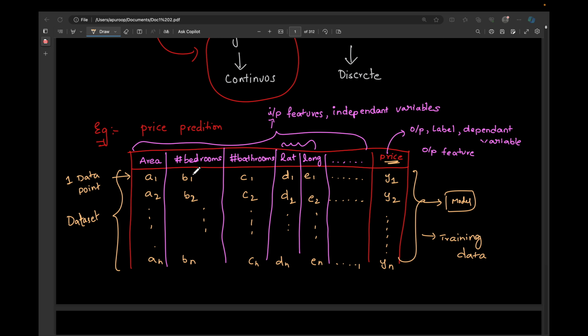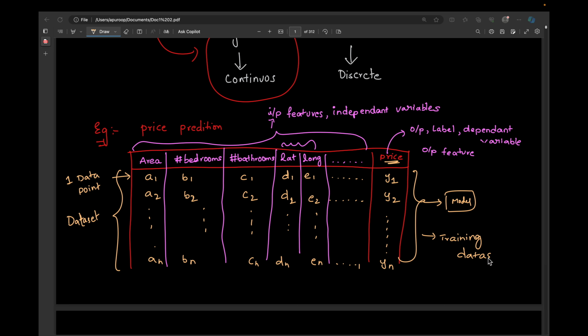And also, we'll be having data like this initially. That whole thing, we'll be storing in some CSV files. So that whole thing we can call it as data set. And if you are showing that whole data set to the model, then we call it as training data set.